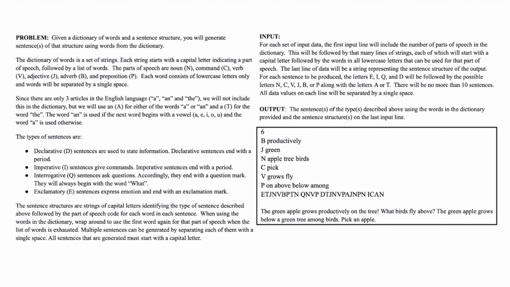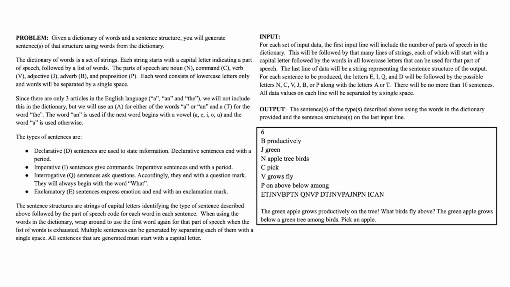Now, in addition to this dictionary, according to the problem, there are only 3 articles in the English language: a, an, and the. We're not going to include any of these in the dictionary, because the dictionary is just going to contain our parts of speech. But we're going to use an A for the words a or an, and a T for the word the. So whenever we see an A or a T, we're going to substitute with one of those. The word an is used if the next word begins with a vowel, and the word a is used otherwise. So we're going to have to implement some sort of condition to check for that.